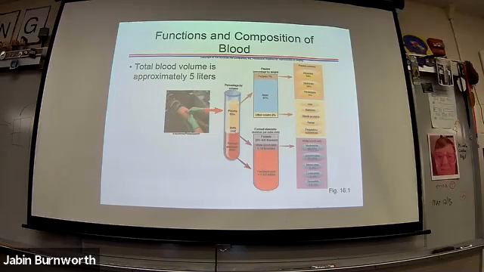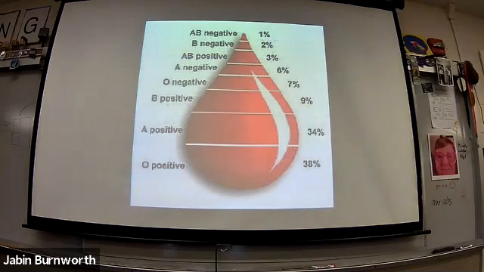Anyway, so I'm A positive, but that's not the most common blood type in the United States. A plus isn't number one. Nice guess. It is O positive. O is the universal donor. AB is the universal recipient. We'll talk about the positives and negatives later.